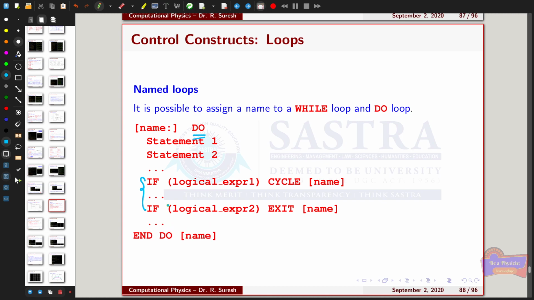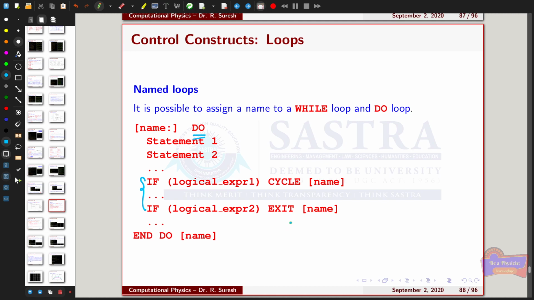As usual, the name may be up to 31 alphanumeric characters long, beginning with a letter. The name given to the loop must be unique within the program unit. I already explained this in the control constructs. If a name is assigned to a loop, then the same name must appear in the associated end do. Similarly, names are optional in the cycle and exit statements associated with the loop, but if they are used, they must be the same as the name on the do statement itself.